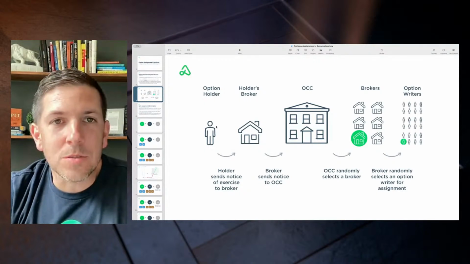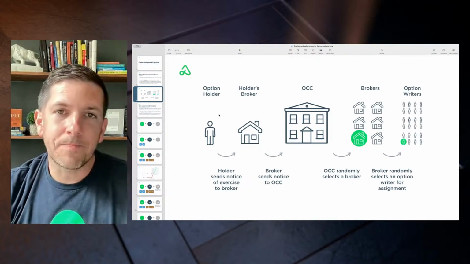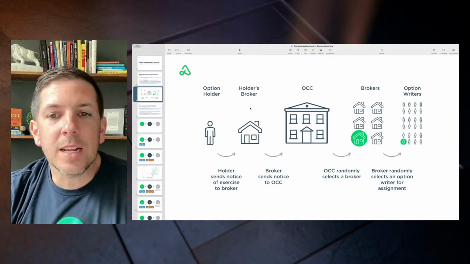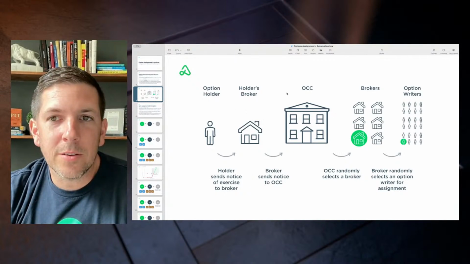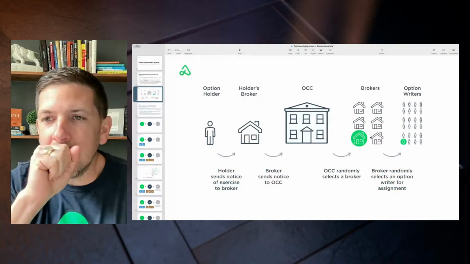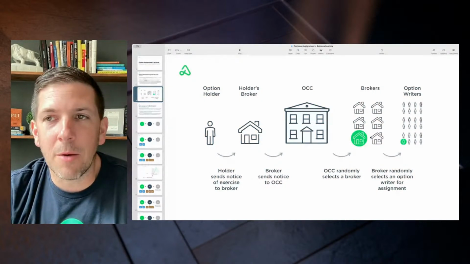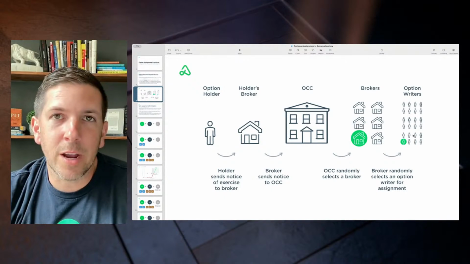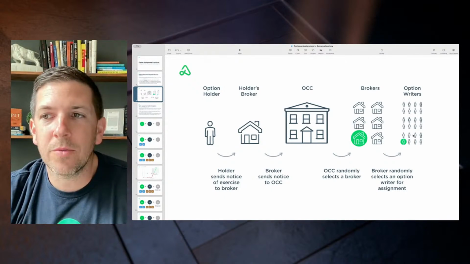So if they choose to exercise their contract, they let their broker know. Their broker, like Tradier, would then send notice to the OCC, the big OCC White House. They would randomly select another broker in their network. And then that broker would randomly select an option writer who's holding that contract short for assignment.